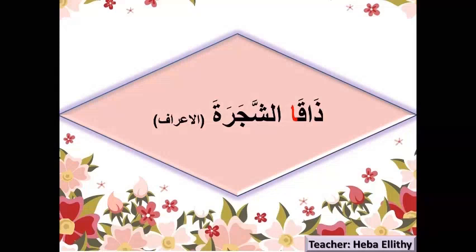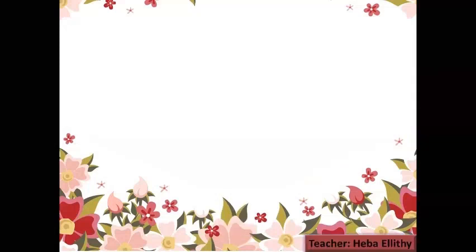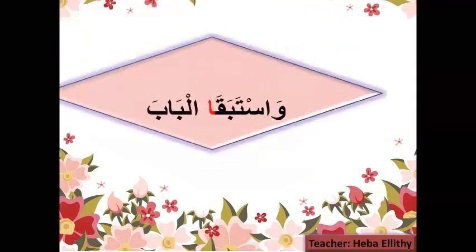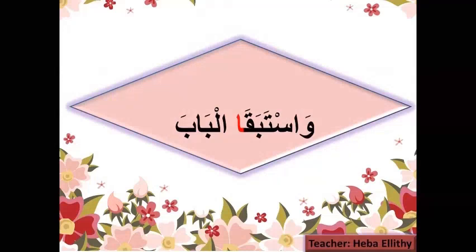To make it clear it's two persons and not confuse the meaning, we should make Nabr on this qaf. Qash shajara, to tell you it's two persons who made this verb. This is verse 22 from Surah Al-A'raf. Next is the next placement for the Nabr, which is وَاسْتَبَقَ الْبَابَ.